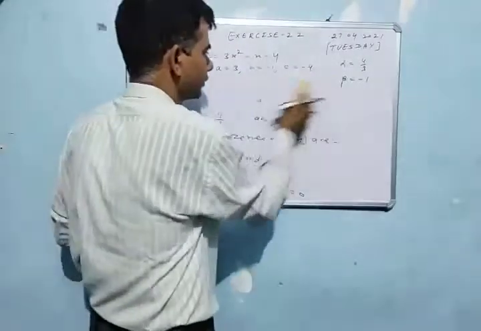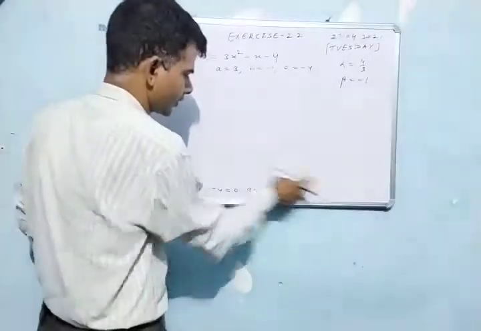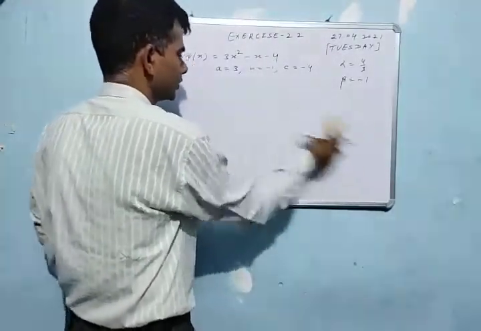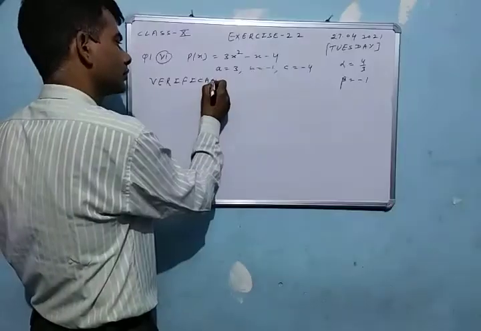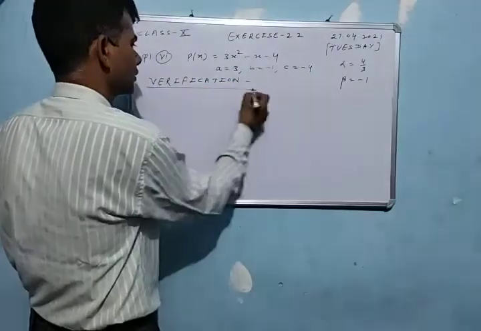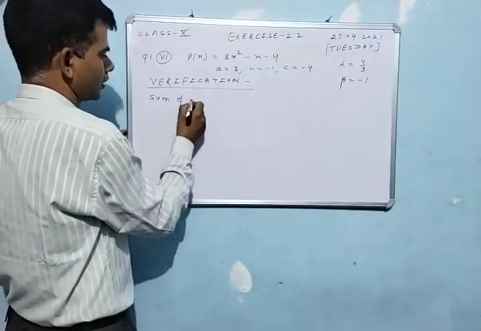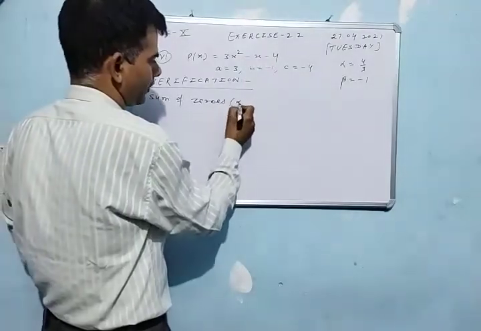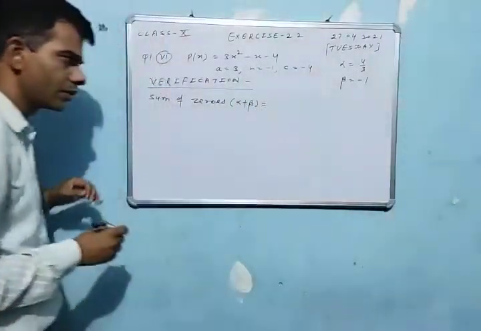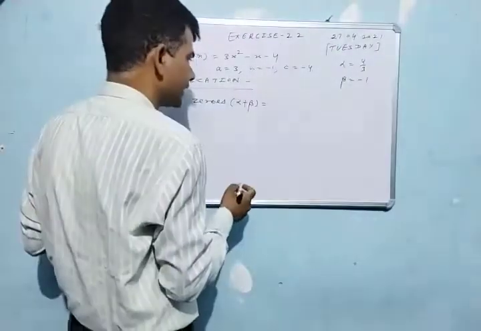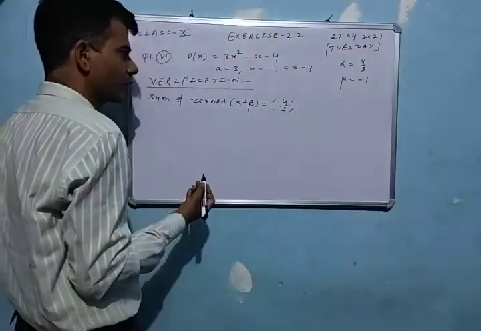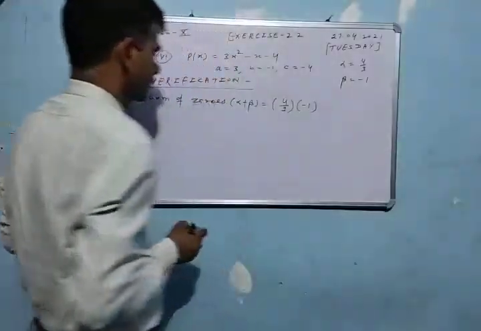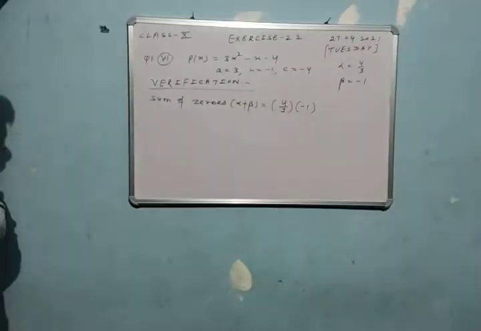Now students, we will verify it. Verification. Students, sum of zeros, alpha plus beta. Sum of zeros, alpha plus beta, that is alpha is 4 by 3, beta is -1. Sum of zeros, alpha plus beta, that is 4 by 3 into -1.